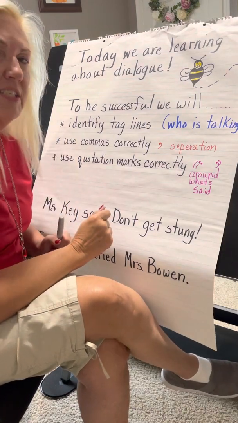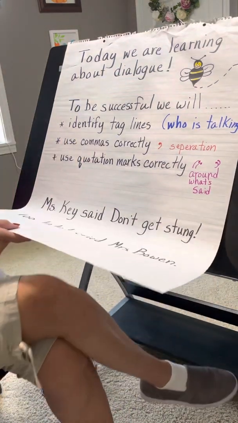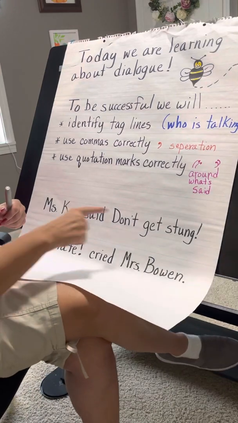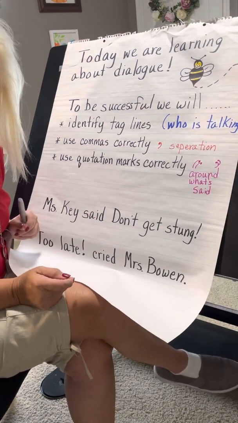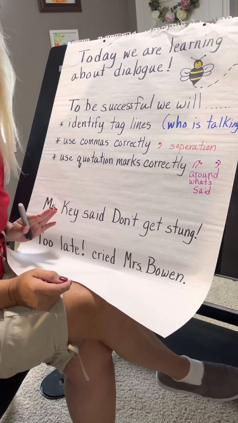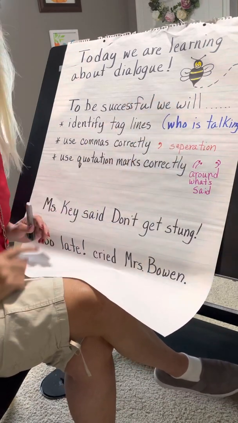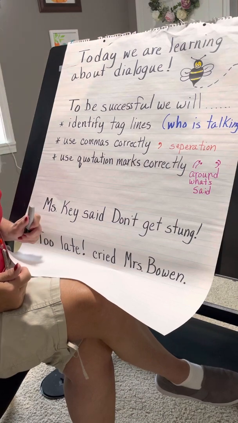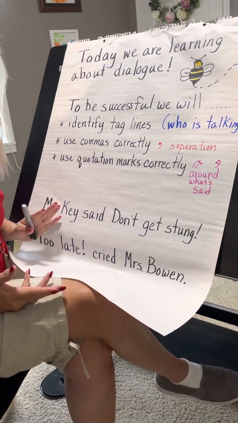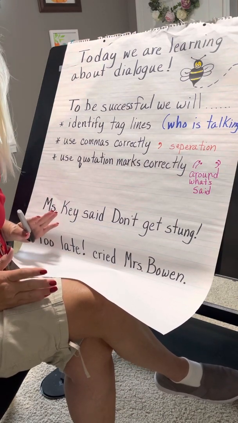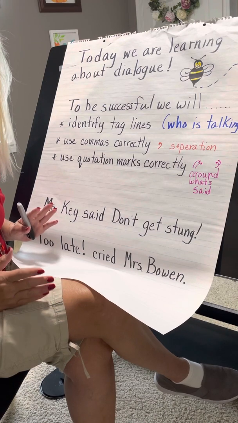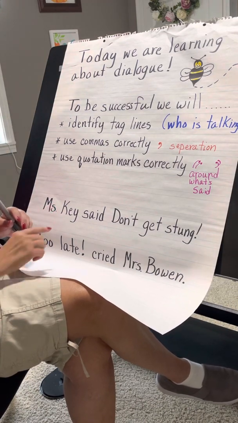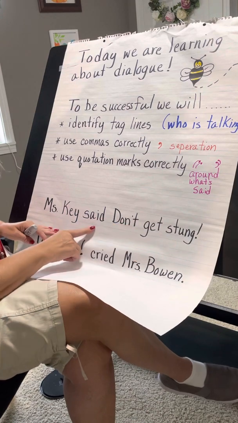So let's take a look at a sentence. This first sentence I've got here says, Miss Key said, "Don't get stung." You know, we keep saying don't get stung because our little bee is our little mascot. So when you get stung, that means something's not working for you. It's bothering you. So we're going to make sure we clear that up. Miss Key said, "Don't get stung."